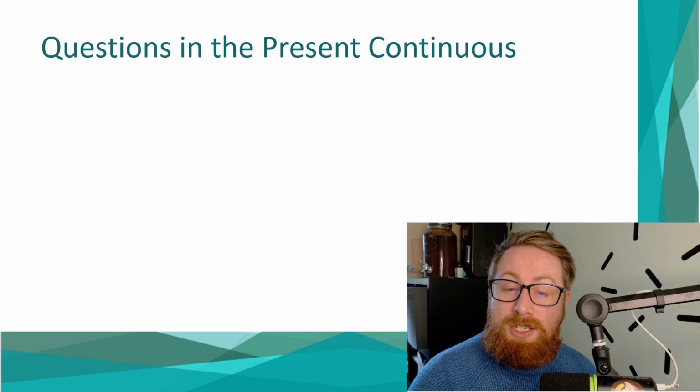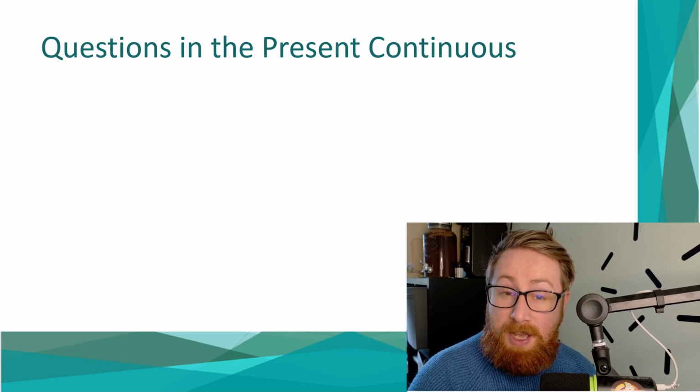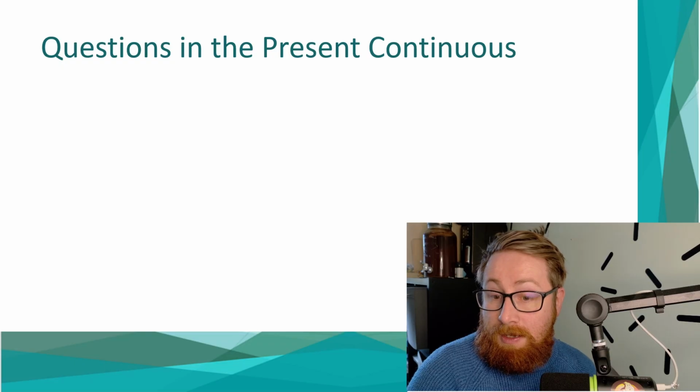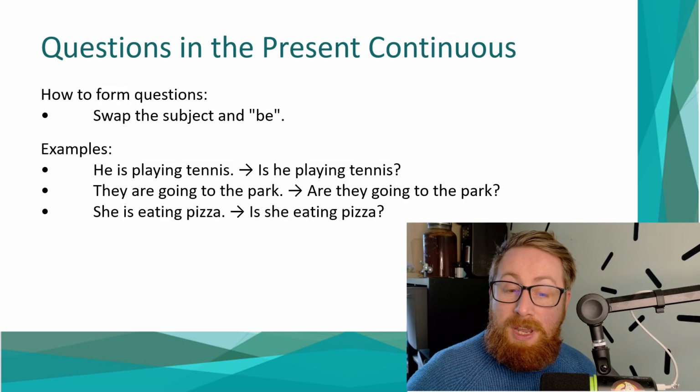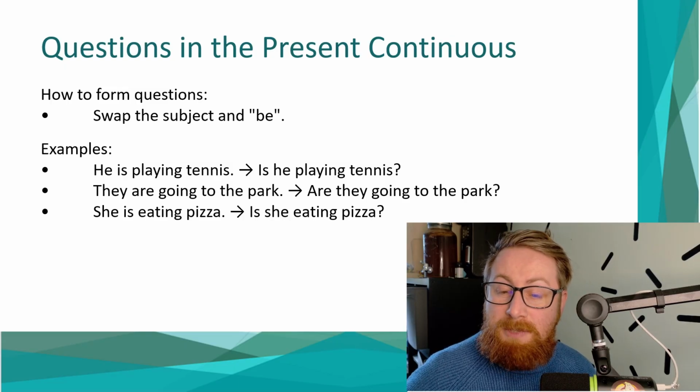And some questions in the present continuous. Remember, the present continuous is be plus the verb with ing. So how to form questions. The pattern is am, is, are plus the subject plus the verb. So we can change this around. He is playing tennis becomes is he playing tennis. We can swap he and is.